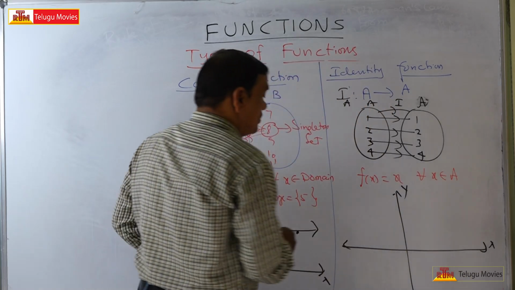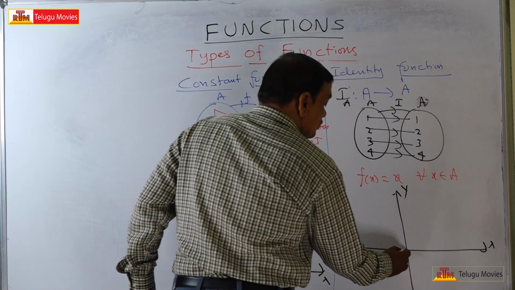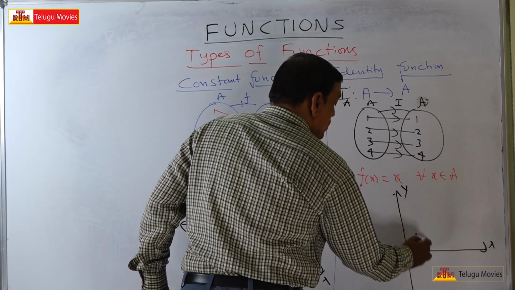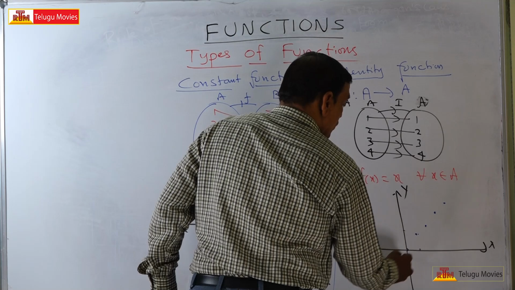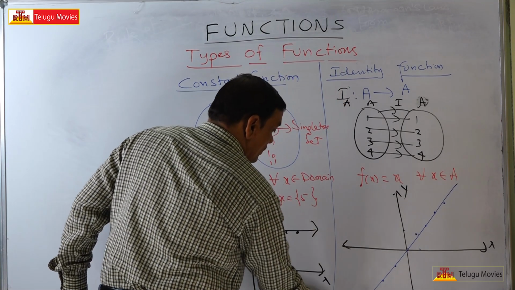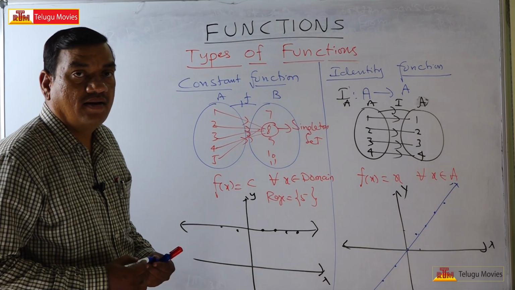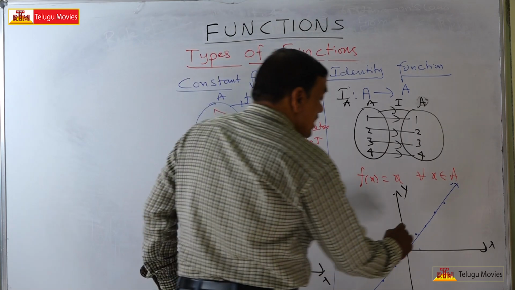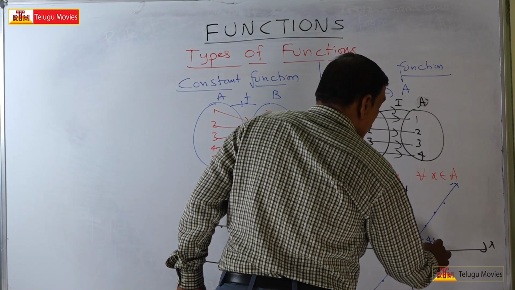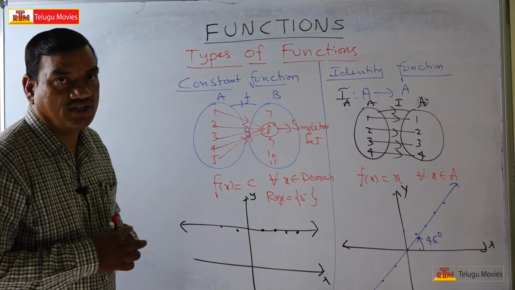X-axis, y-axis. So now see here, what is the image of 1? 1. What is the image of 0? 0. Image of 1? 1. 2, 2, 3, 3, 4, 4. Minus 1, minus 1. Minus 2, minus 2, minus 3, minus 3. So if you join this, you will get a line passing through origin, making 45 degrees with the x-axis in the positive direction.